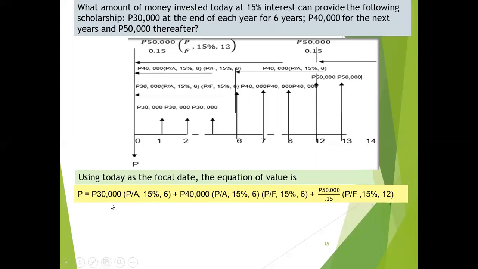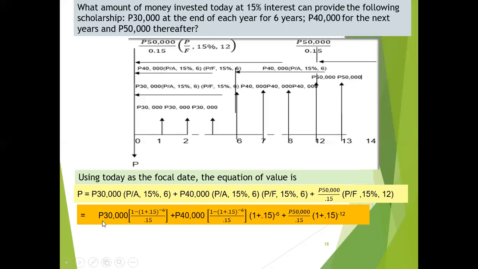So the total equivalent value of money at the present, the present worth of the total value of money, or the total future worth. This is the total future worth of your money, and you want to convert it into the present value. So this is now the present value: the present value of your 30,000, the present value of your 40,000, and the present value of your 50,000 thereafter.